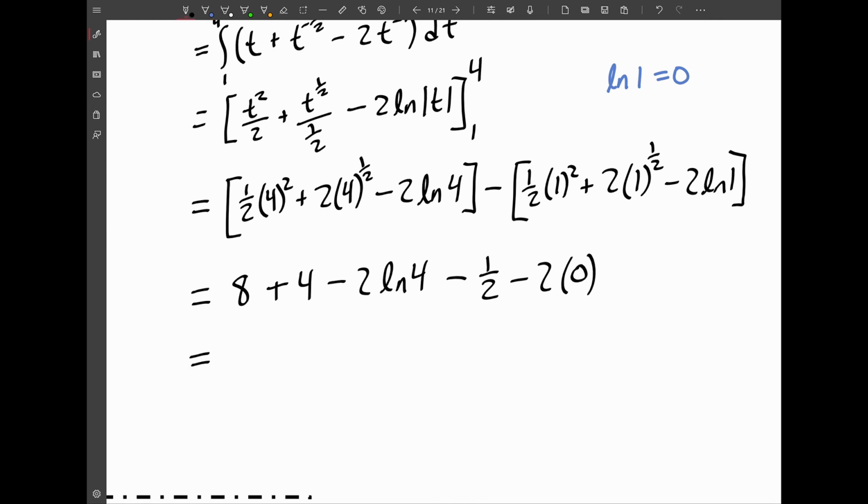So to finish this up, we combine all of our little numbers there, and we get 19 over 2, that's 8 plus 4 minus 1/2, minus 2 natural log of 4.